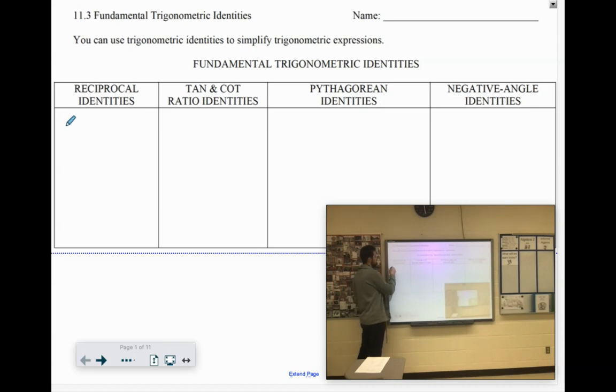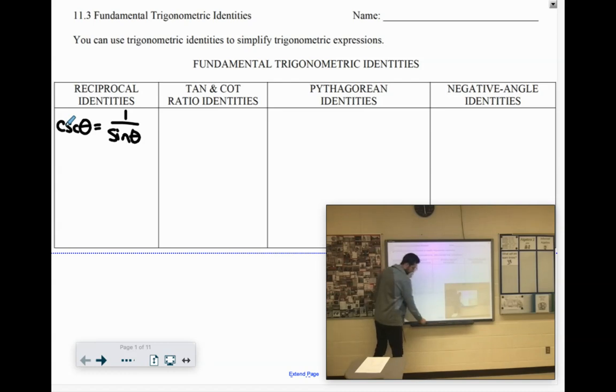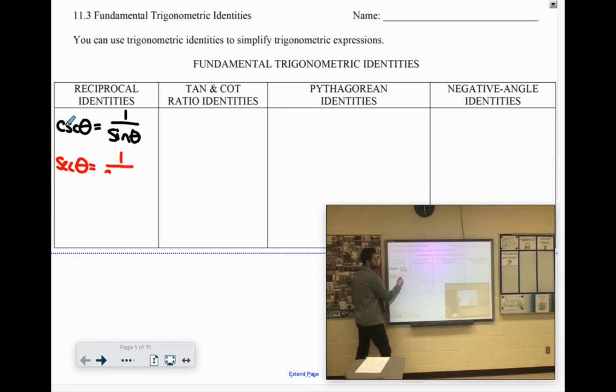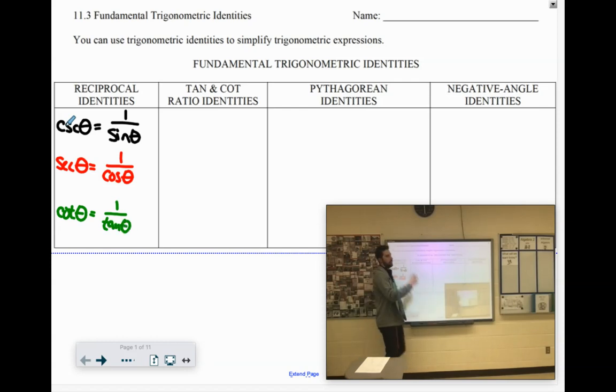Like cosecant, we'll say cosecant of theta, and remember cosecant is the reciprocal of sine, so we'll say equals 1 over sine of theta. We know that secant is 1 over cosine. And we know that cotangent is 1 divided by tangent, right? That is the reciprocal of tangent.